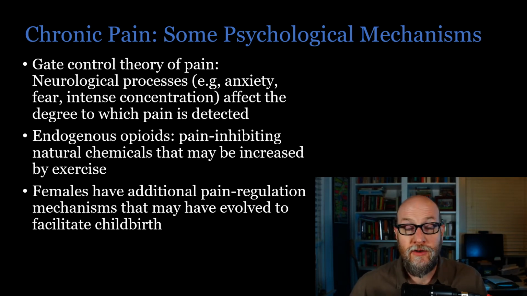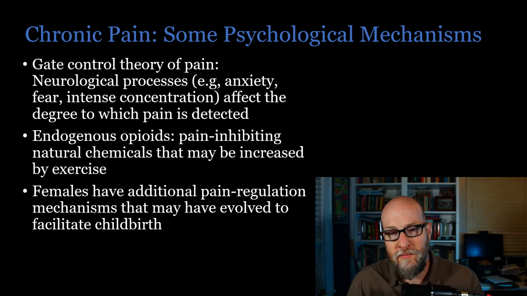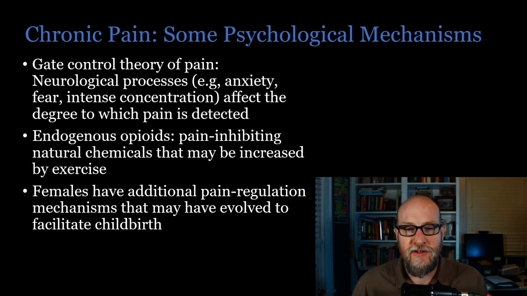And they can be increased in a lot of ways. People have talked about runner's highs, this high we sometimes experience through exercise. What you're really doing is stimulating release of endogenous opioids. We know that the function of these mechanisms within women's bodies are somewhat different than they are within men's bodies. Females tend to have additional pain regulation mechanisms in their brain that likely evolved to facilitate childbirth.